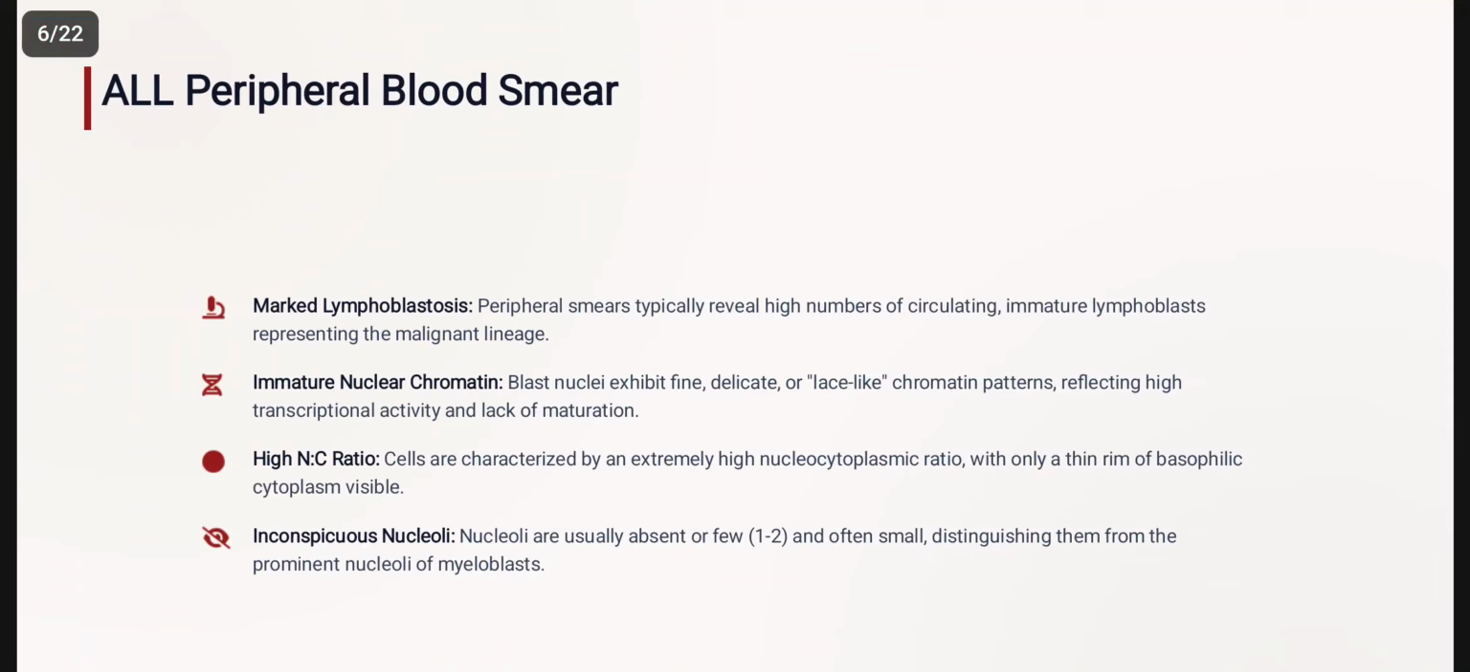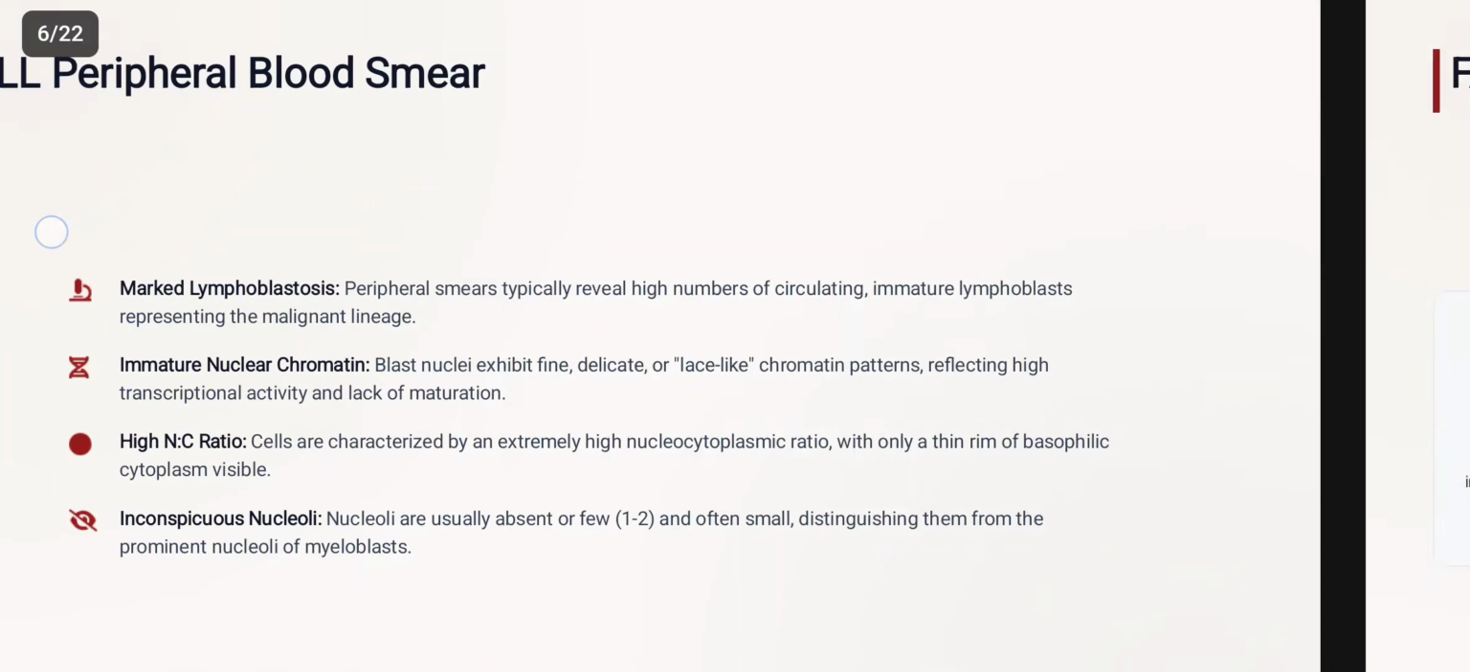In the marked lymphoblastosis, the peripheral smear typically reveals a high number of circulating immature lymphoblasts representing the malignant lineage. Immature nuclear chromatin: blast nuclei exhibit fine, delicate or lace-like chromatin patterns reflecting high transcriptional activity and lack of maturation. High N/C ratio: cells are characterized by an extremely high nucleocytoplasmic ratio with only a thin rim of basophilic cytoplasm visible. Inconspicuous nucleoli are usually absent or few, often small, distinguishing them from the prominent nucleoli of myeloblasts.